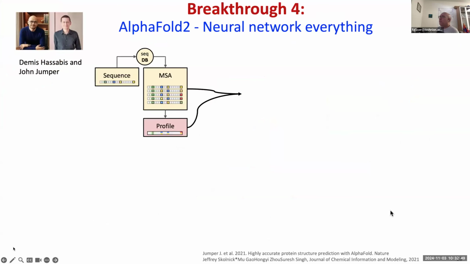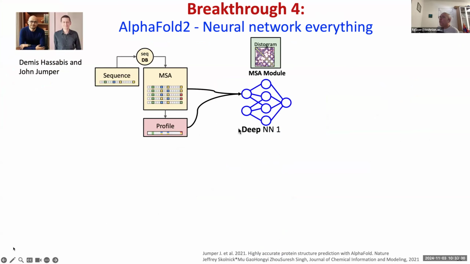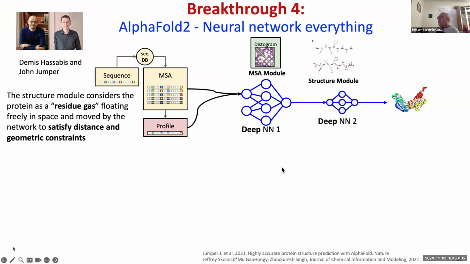And then the next jump, the breakthrough 4, I call it, is putting everything together. I mean, AlphaFold now will use neural networks for everything. Given an alignment, it will build the first network that will extract information from this alignment and build the histogram, and then Jumper and Hassabis use a second deep neural net in order to build the structure. This is difficult to explain, but in a few words, this structure module basically considers the protein as a residue gas. I mean, we don't have here a physics-based anything. There's no energy, no fragments, no protein, actually.